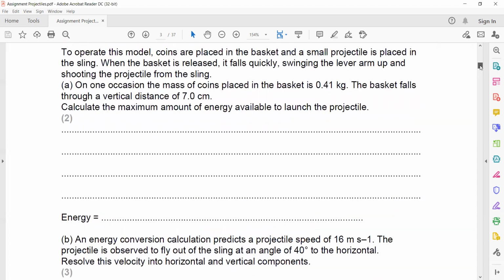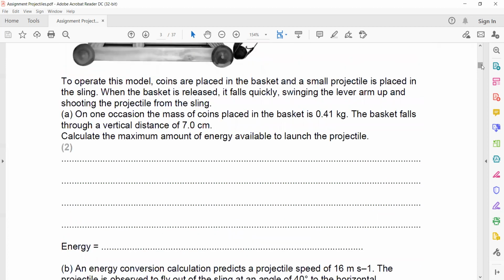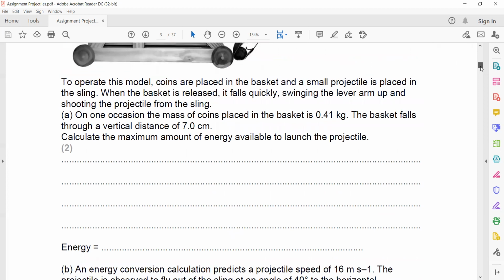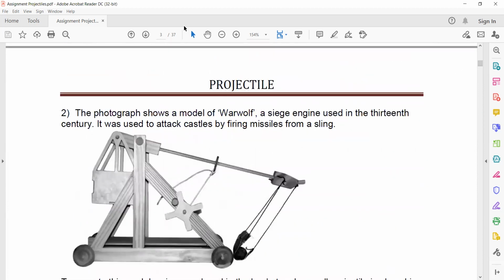So in the question, to operate this model, a coin is placed in the basket and a small projectile is placed in the sling. We place the coin in the basket because when we place an object here, this will move downward so that this will be released. The potential energy will change into kinetic energy. As this basket comes down, the sling will release this missile and it will have kinetic energy. So the change in potential energy of the coin is equal to the gain in kinetic energy of the sling or the missile.